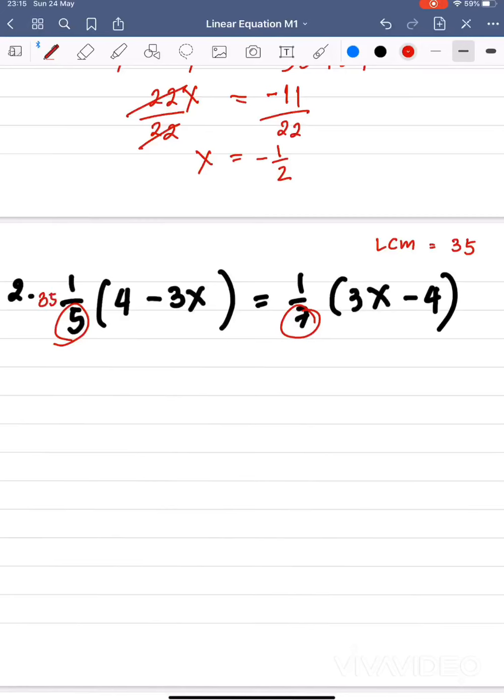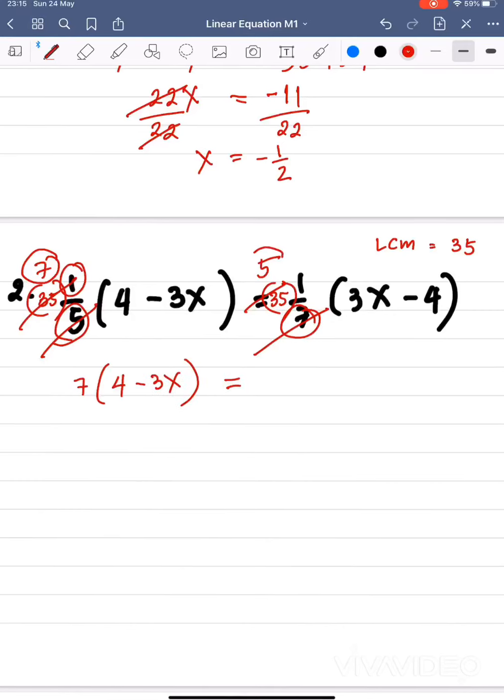So I'm going to multiply 35. I'm going to multiply 35. So I can cut this one out. So that is 7. I can cut this one out. That is equal to 5. So I have now 7 times 1 is equal to 7. And then I will copy 4 minus 3x. That is equal to 5 times 1, which is also equal to 5. And copy 3x minus 4.